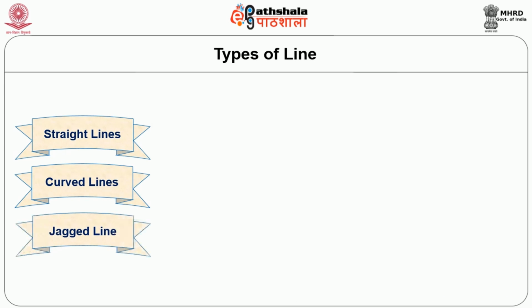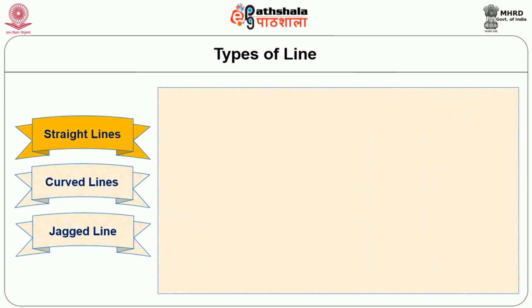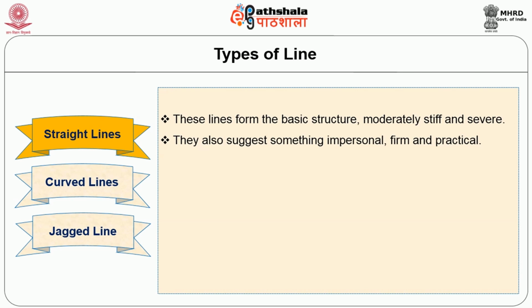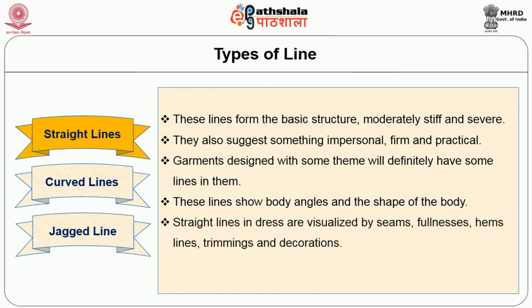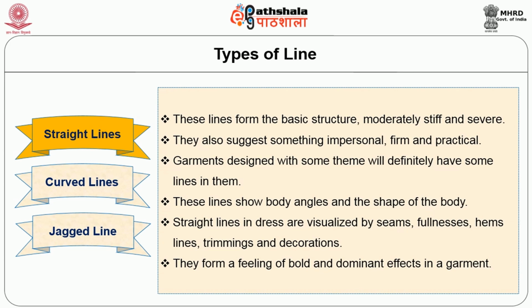There are different types of line. The lines may be divided into 3 different types. The first one is straight, the second one is curved, and the third one is a zigzag line. Coming to the straight line, these lines form the basic structure. It is moderately stiff and severe. Garments designed with some theme will definitely have some lines in them. These lines show body angles and the shape of the body. Straight lines in a dress are visualized by seams, fullnesses, hemlines, trimming and decorations. They form a feeling of bold and dominant effects in a garment.